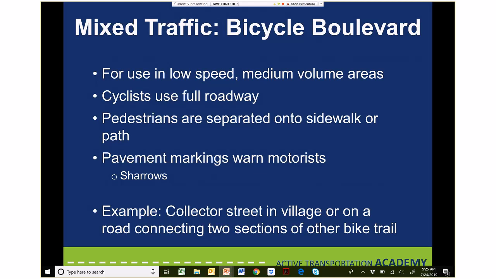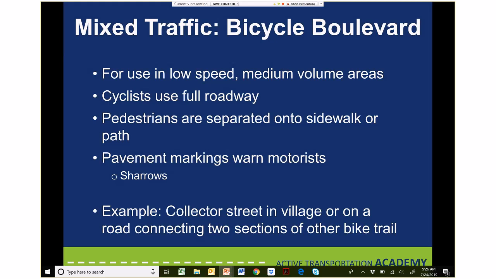So one of those mixed traffic facilities is a bicycle boulevard. Now, I'm not saying that this is going to be relevant to every one of your communities, but we're going to give you the information so that you can have a toolbox, if you will, of different types of facilities that might be appropriate, and we'll work together during the training to help to identify which ones might be best for your community. So when we're talking about bicycle boulevards, we're going to show you where they would be best used. So for example, here in a low-speed, medium volume area, we explain what it is.